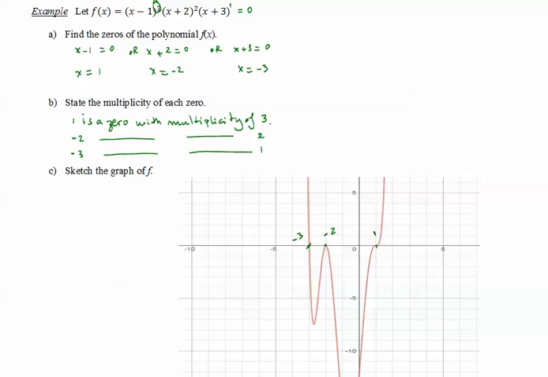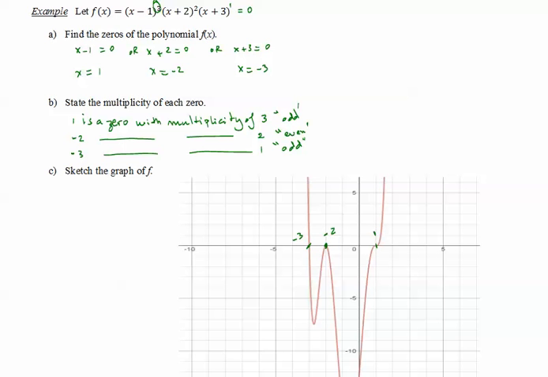What does this multiplicity tell us? Here the 3 is an odd number, here 2 is even, and then we have an odd number. It tells us that at negative 3, because it's odd, the graph will cross the x-axis. And at negative 2, because the multiplicity is even, it will turn back and barely touch this zero, and go back, and then again here it will cross the x-axis.